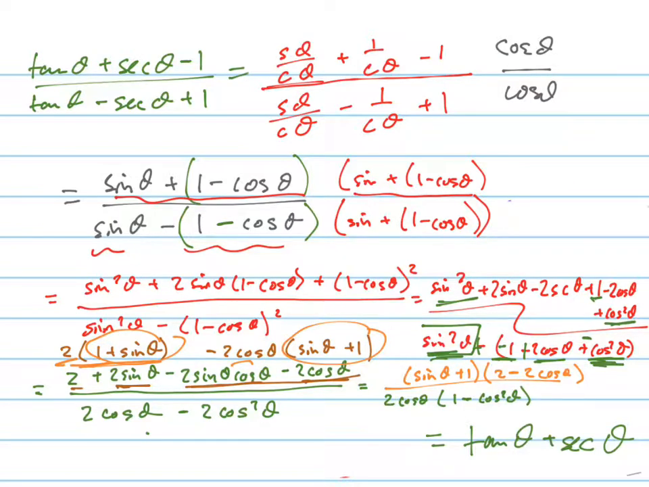So now I'm going to put this 2 back inside here, because then that'll cancel with that. So that leaves me with sine theta plus 1 over cosine theta, and when I divide cosine into each one of those, I get that.